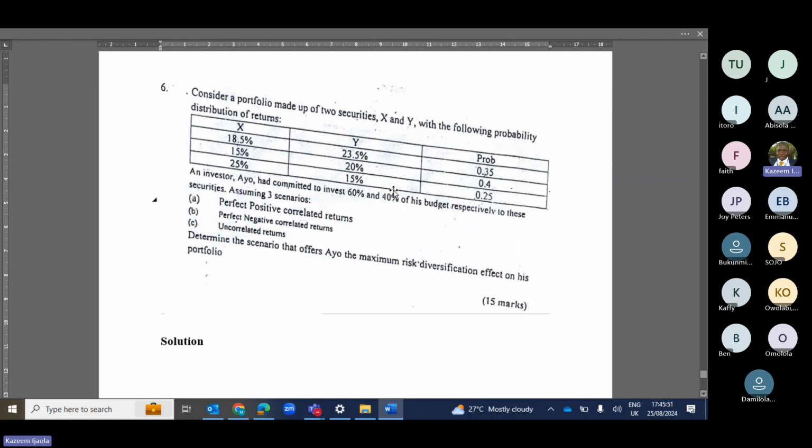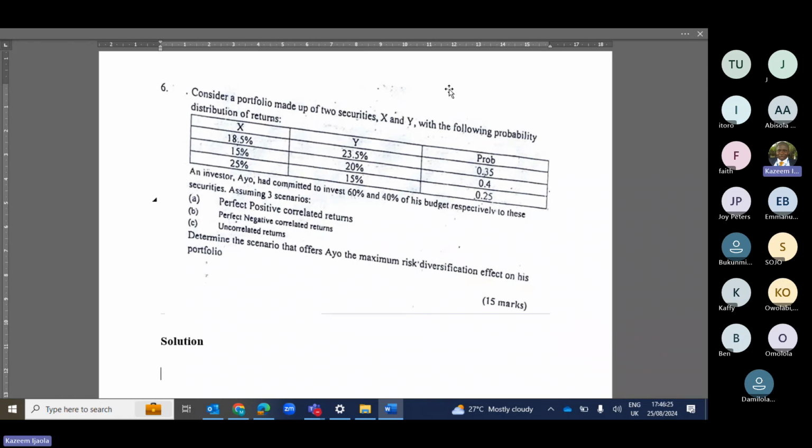Consider a portfolio made up of 2 securities X and Y with the following probability distribution and returns. An investor had committed to invest 60% and 40% of his budget respectively to these securities, which means that for X he wants to invest 60%, and for Y 40%. We assume 3 scenarios: perfect positive, perfect negative, and uncorrelated. Determine the scenario that offers the maximum risk. You can say that this question is more or less like a trap, but please don't enter the trap.